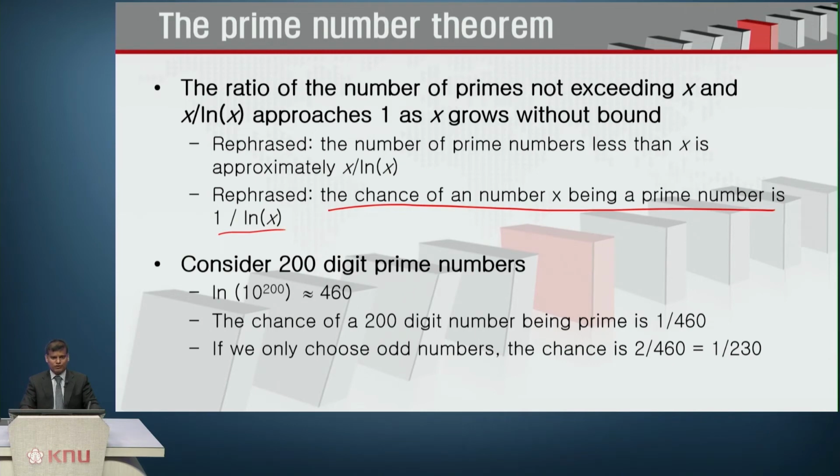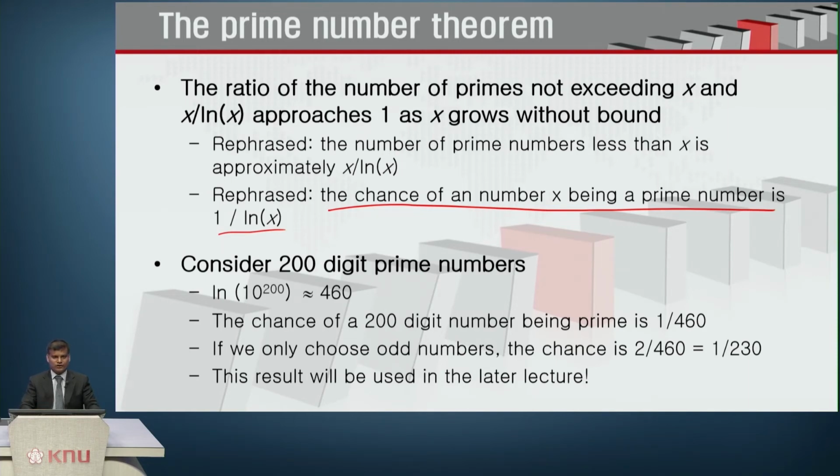So if we only choose odd numbers, because even numbers are not prime, then we have 1 by 230. We will be discussing this result later on, because we will see the computational complexity of finding a prime is quite expensive. We will talk about it later on in this lecture.